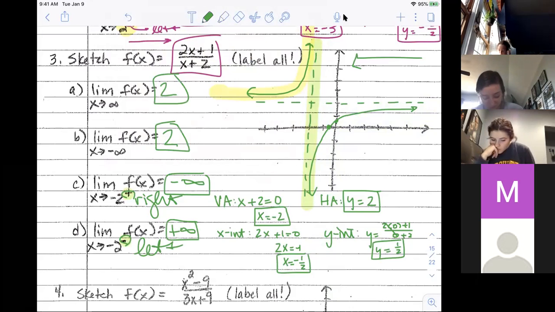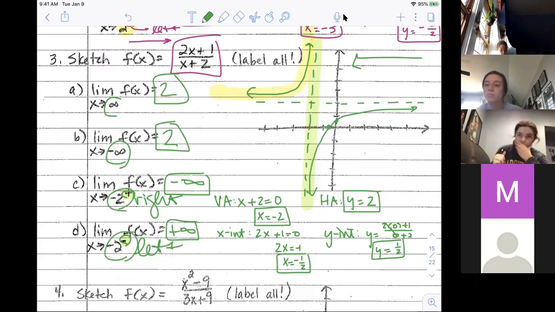Hint, our asymptotes are super helpful here. When we are approaching positive and negative infinity, we're looking at our horizontal asymptote. When we're approaching the vertical asymptote, you're going to one of the far ends, either positive infinity or negative infinity. So that's also a way to help you keep everything in check. Okay, any questions on this problem? Any questions at all?